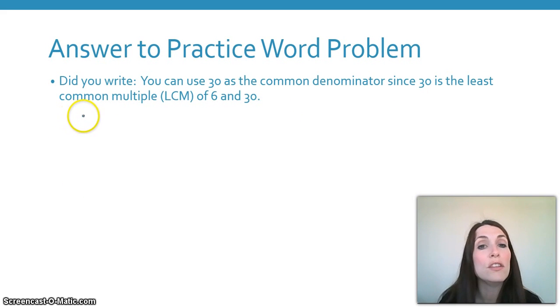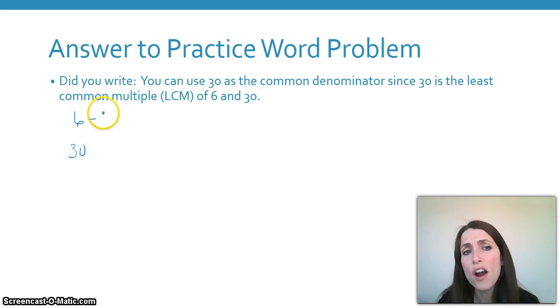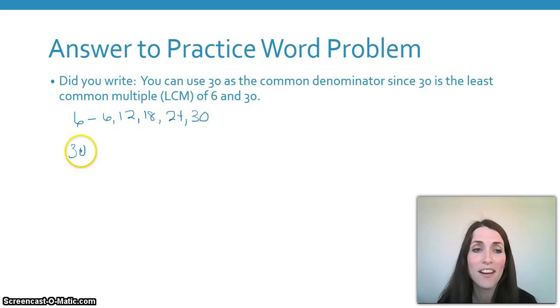Did you write you can use 30 as the common denominator since 30 is the least common multiple of 6 and 30? Well, let's see if that's correct. Multiples of 6 are 6, 12, 18, 24, 30. I think I'm going to stop there. Multiples of 30 would be 30, 60, 90. The least common multiple is 30.